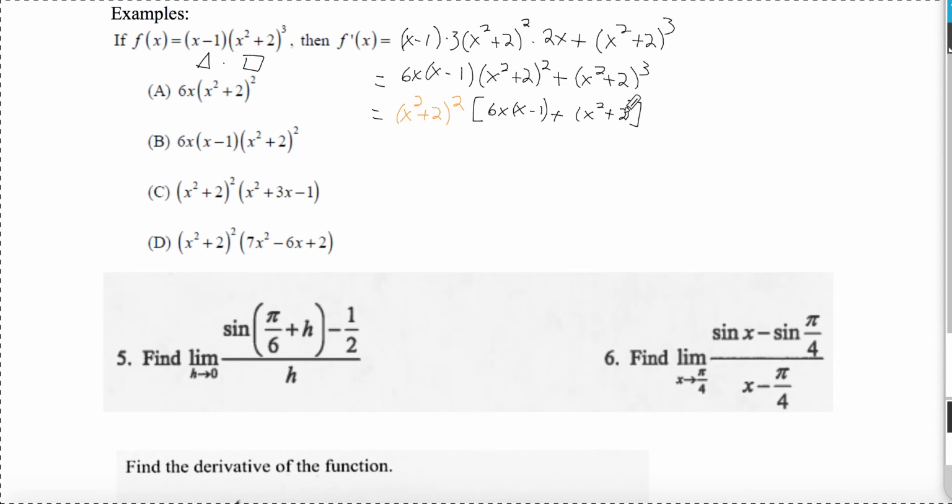All right, now there's nothing more I can factor out, so I just have to clean up this inside. This is going to be equal to, let me clean up this inside part first. This is going to be 6x times x, that'd be 6x squared, minus, distribute 6x in there, minus 6x, plus x squared plus 2. And I will still have the quantity x squared plus 2 squared on the outside.